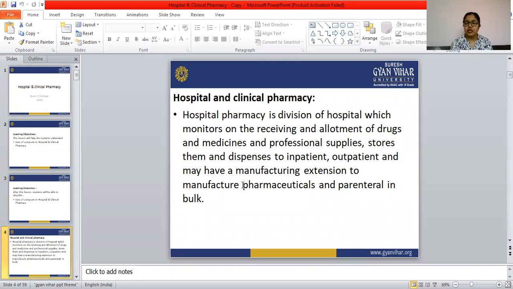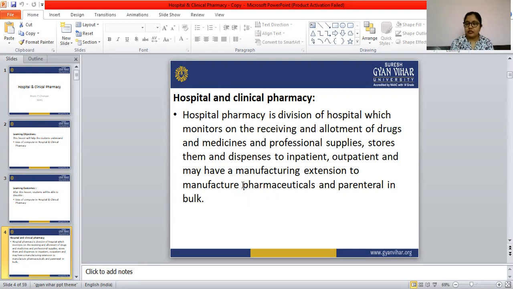So what is the hospital pharmacy? Hospital pharmacy is the division of the hospital, because the pharmacy is attached with that hospital. It monitors the receiving and allotment of the drugs and the medicines. So what does the hospital pharmacy do? The first duty of the hospital pharmacy is the receiving and allotment of the drugs, medicines and the professional supplies.